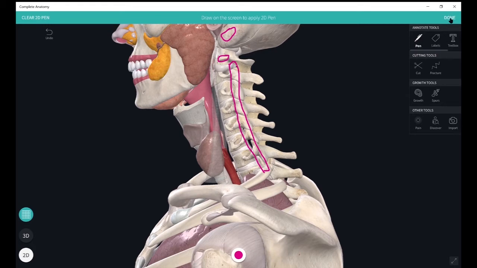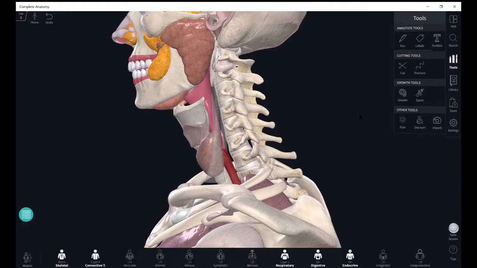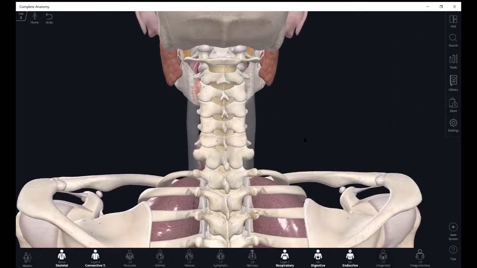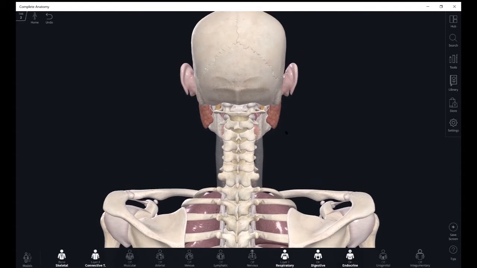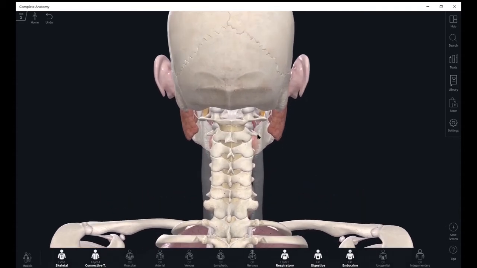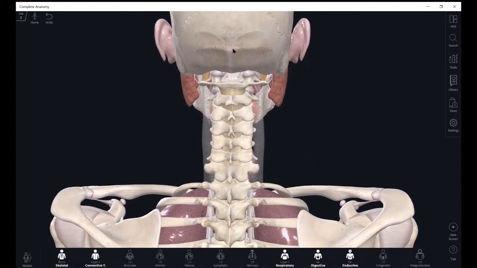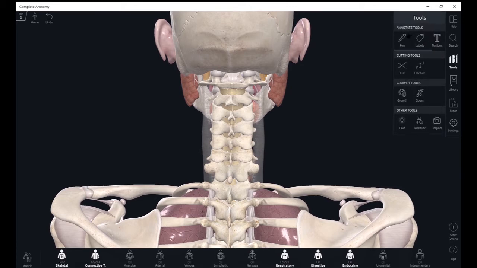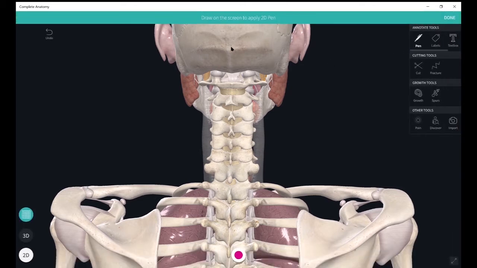So let's move from here. Let me clear that, and we will move posteriorly now, and let's evaluate some of our important landmarks here. So let's start first with the external occipital protuberance, easily palpable in this area.